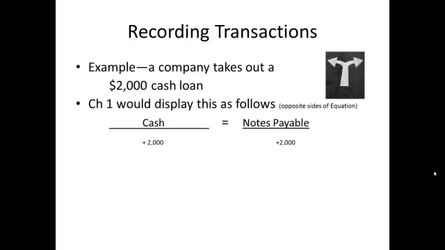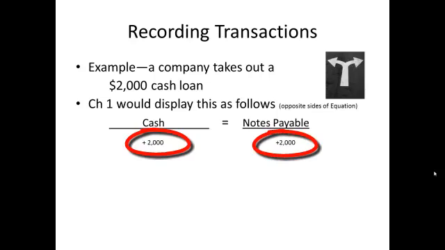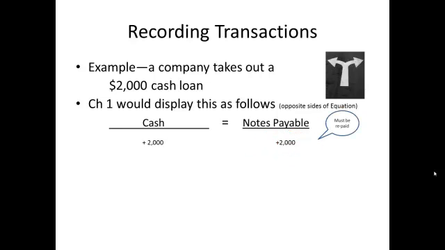For this example, we'll display both sides of the entry. So the example here is a company takes out a $2,000 cash loan. Our treatment in Chapter 1 would display this change to financial condition as follows. The company gets cash plus $2,000, left-hand side, and the right-hand side, a notes payable account under a liability category, we'd say plus $2,000. Why do we have to record that notes payable? It must be repaid. It's part of our financial condition. It's a legal obligation to be paid later. So the context is an equation, so increase both sides to remain in a balanced view.